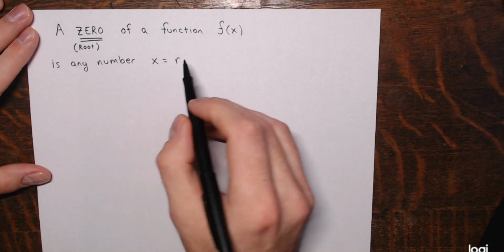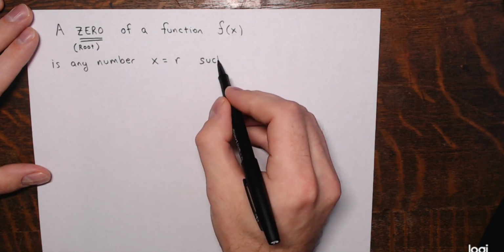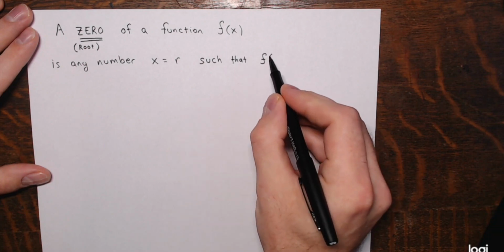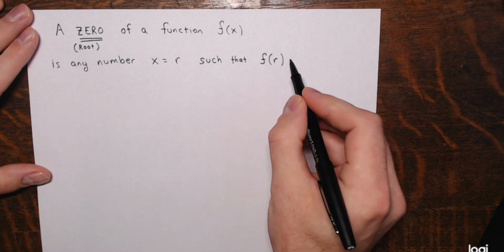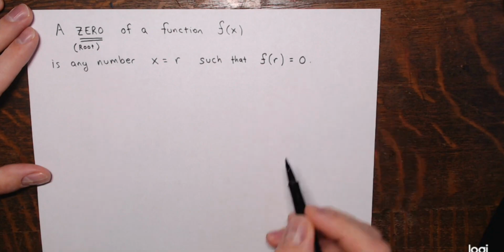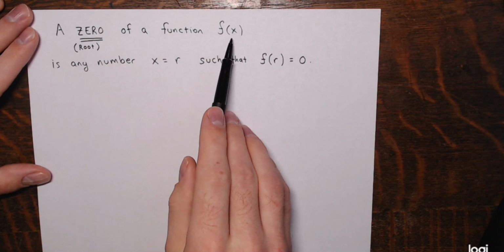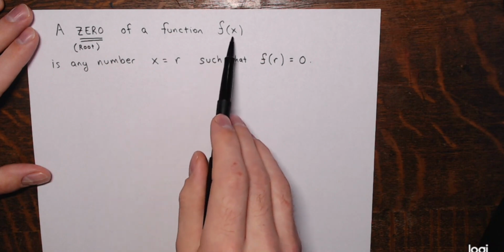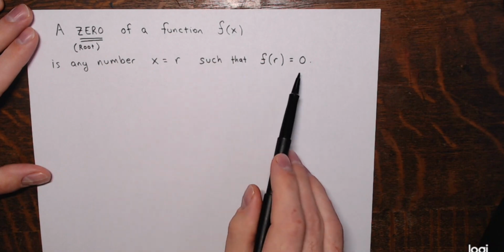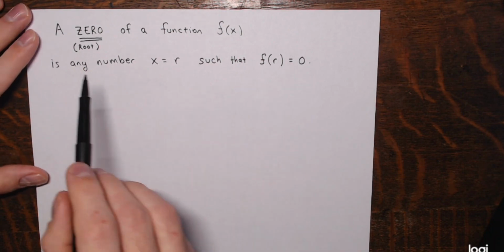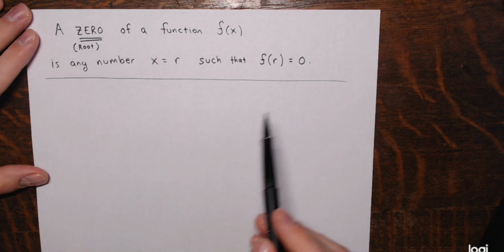A zero is any number x equals r such that f of r equals 0. Basically, a zero of a function is any number that you can plug into the function and get an output of 0. It makes the function equal 0.